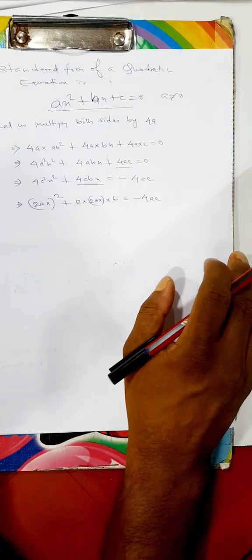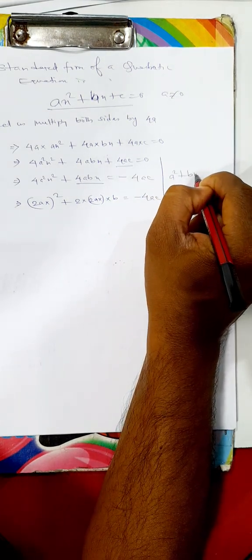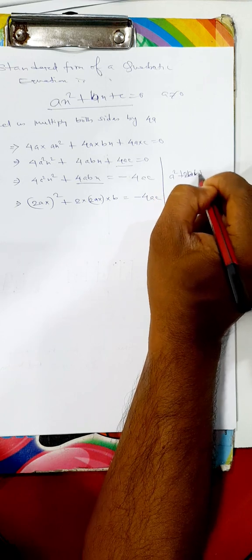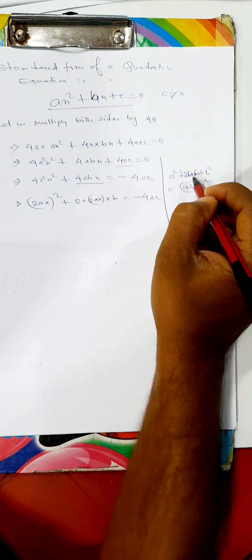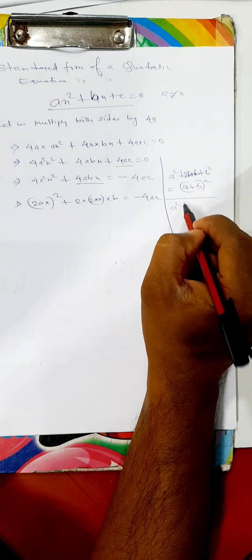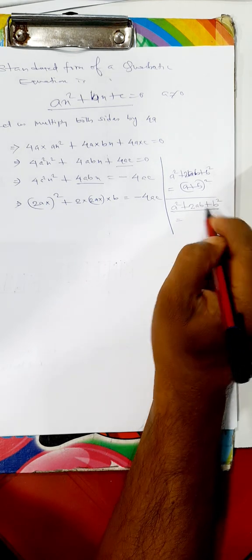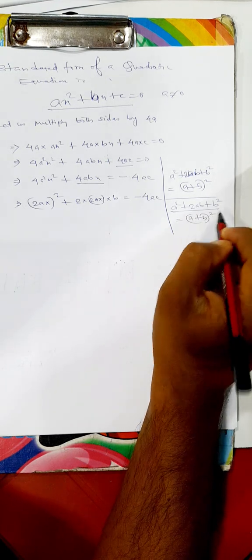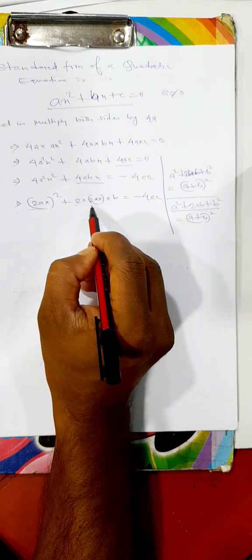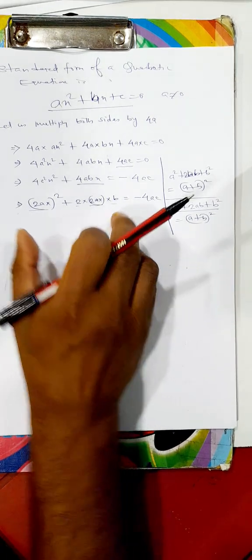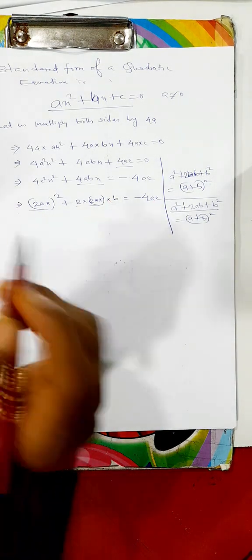Now let us remember this identity again. a square plus twice of ab plus b square equal to a plus b whole square, right? a square plus twice of a into b plus b square, it is a perfect square. We can write it as a plus b whole square. Now you think about this. This is a square, this is twice of a into b. So to make this left hand side a perfect square, we need another term. We need b square, right?